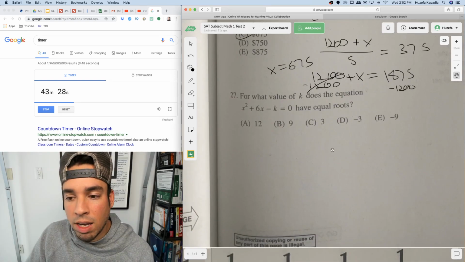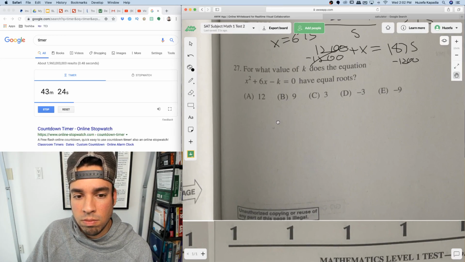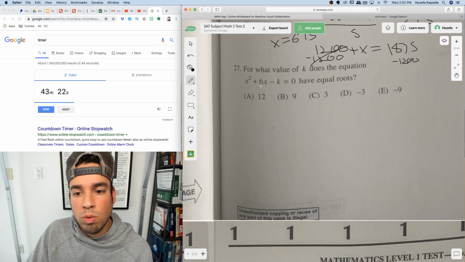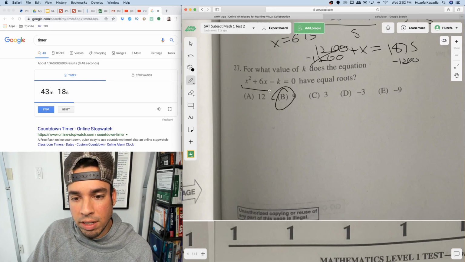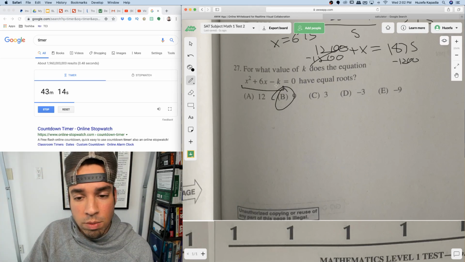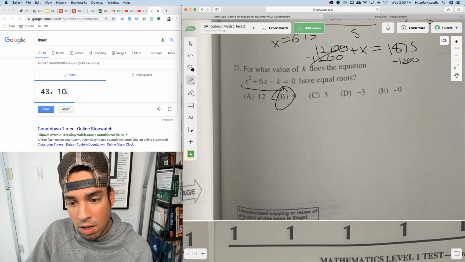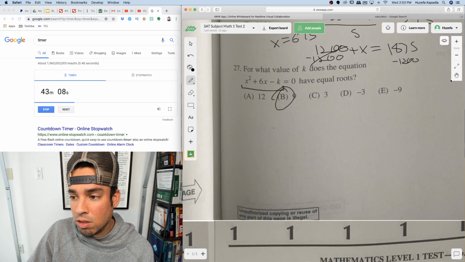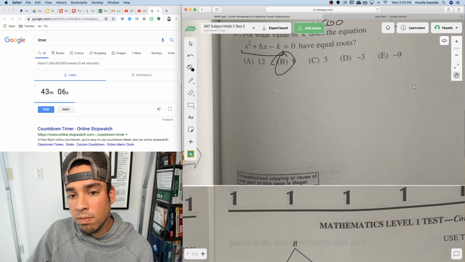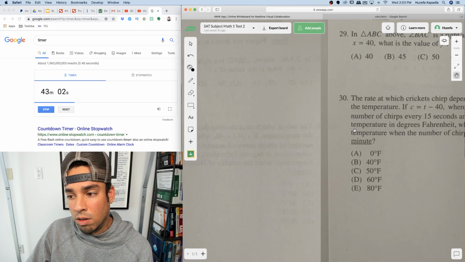For what value of k does the equation have equal roots? Oh, it's 9. It would only have equal roots, or basically they're saying a double root, if this is a perfect square. And the way we make a perfect square is we take half of b and square it. Half of 6 is 3, squared is 9. And that's it. So that makes sense. Right? I think that's what they mean, a double root.